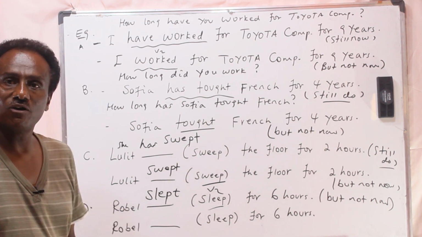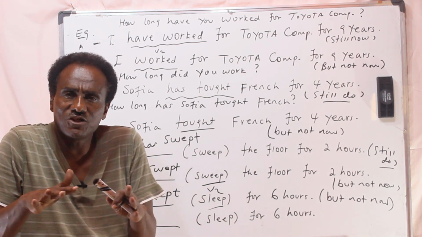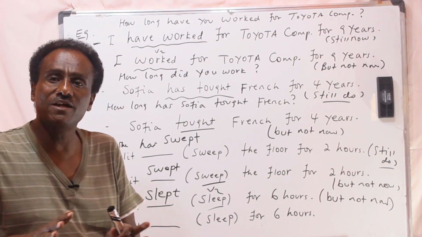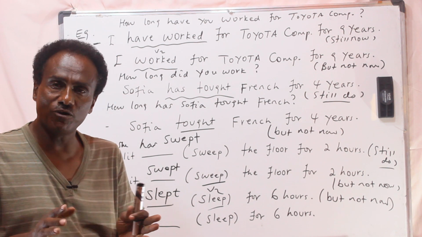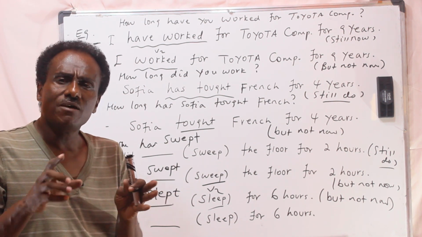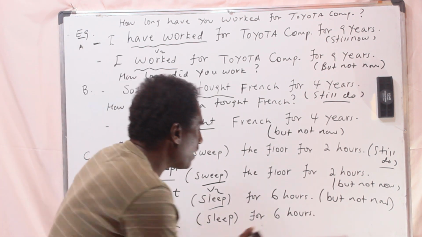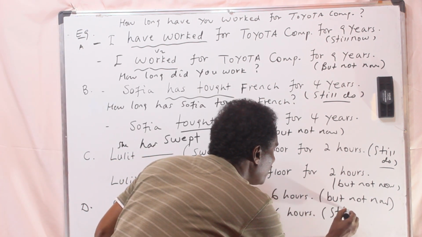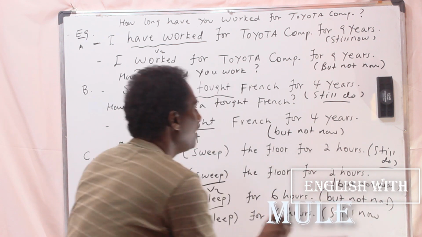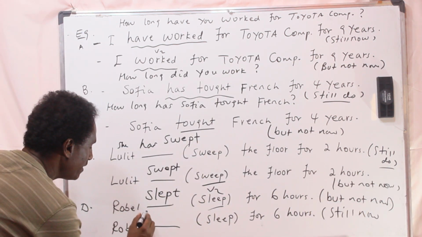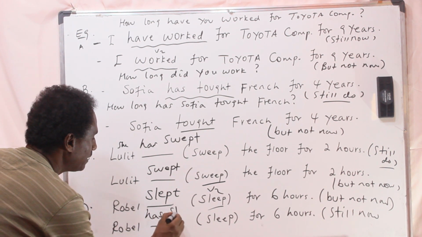Robel slept for 6 hours. He is asleep, he is now still in a deep sleep. He is snoring. Robel has slept.